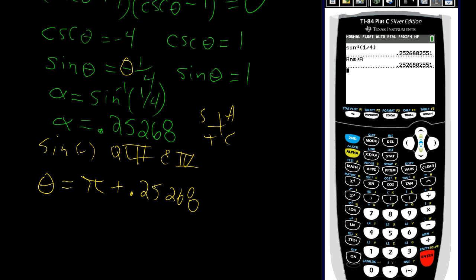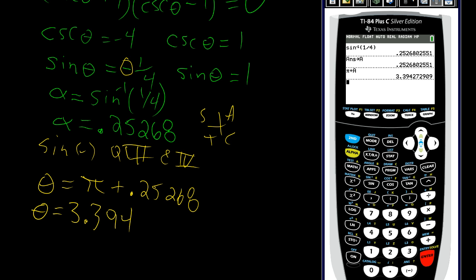So I will go pi plus my reference angle, which I stored under A, and I get my first solution to 3 decimal places. Now it's appropriate to round: 3.394.